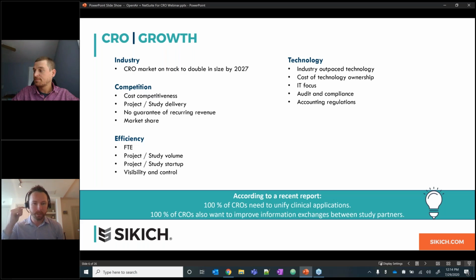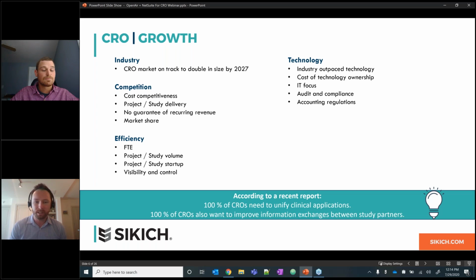Yeah, and then in addition to challenges, we're also seeing a lot of growth within the CRO industry. I mean, recent studies show that the market's on track to double in size by 2027, which I'm sure you guys are also aware of and actively working to position yourself to compete. And part of the things that we think will make differentiators is cost competitiveness, making sure to deliver project and studies on time, within budget, and being able to then bill.